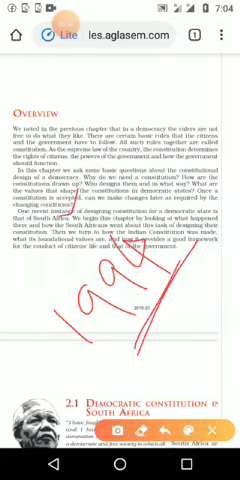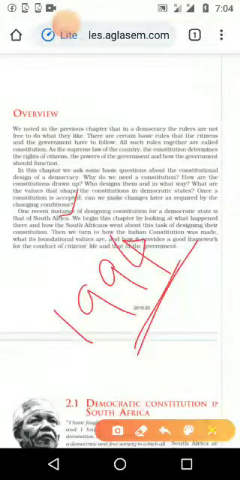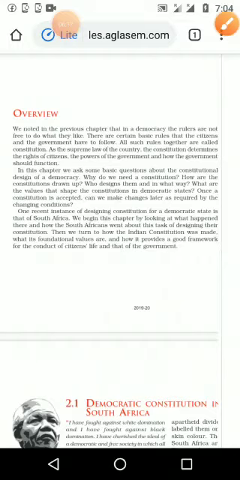How many years old is it now? From 94 to 2004, 10 years. 2004 to 2014, it is 20 years. Then just 25 years completed. So we can see that South Africa is one of the newest constitutional democratic countries.